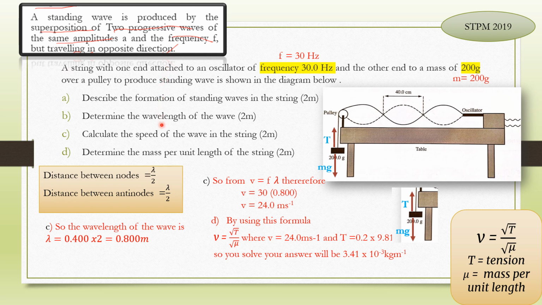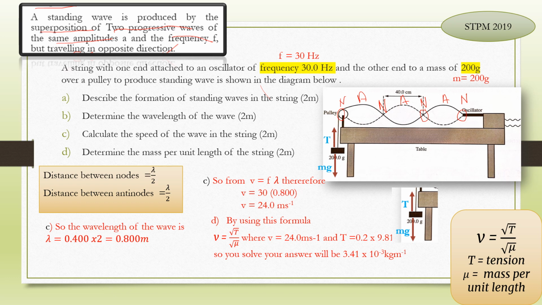Now let's look at B. Determine the wavelength of the wave. We know by concept that it is the distance between nodes. When a standing wave is formed, it will produce nodes. At the end here is called a node, this is called an antinode, this is a node, and this is an antinode. This one is a node.